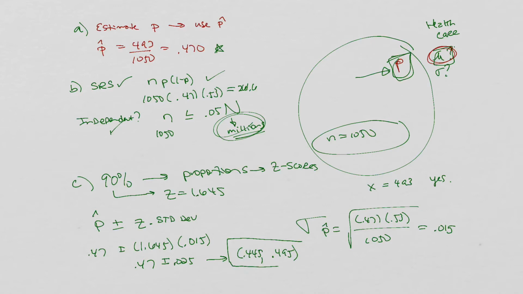So there's my 90% confidence interval. And if you remember what that means, that doesn't mean I'm 90% sure it's in there. What it means is 90% of the time, these techniques will actually capture that true value for p. That's all this confidence interval means.